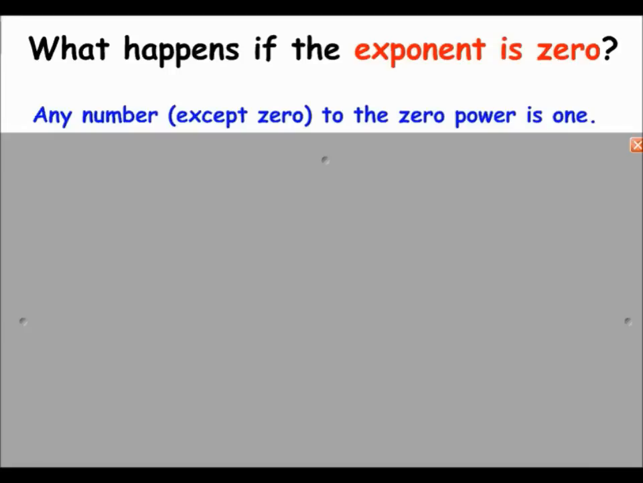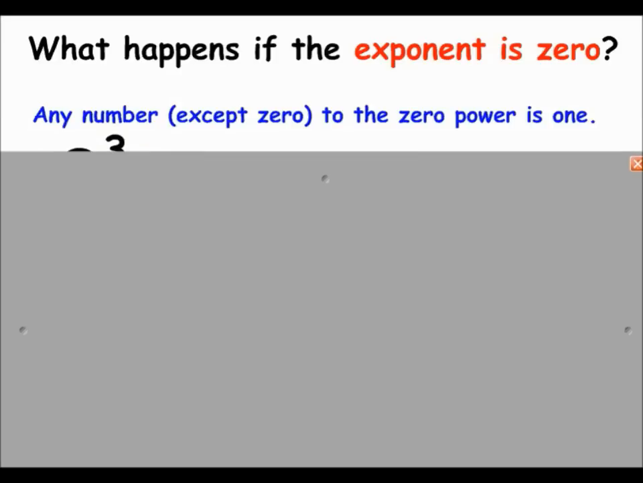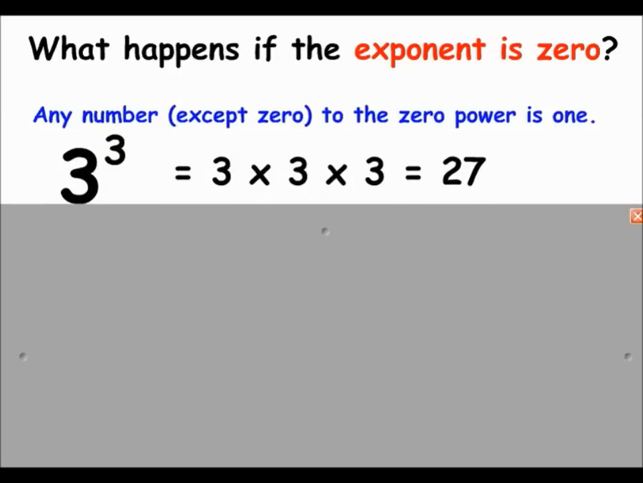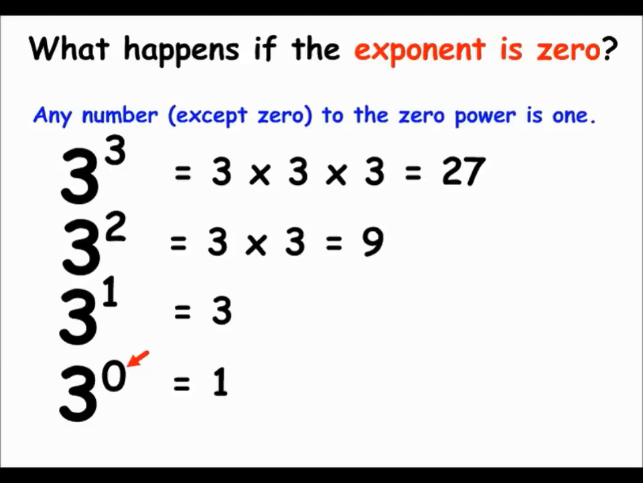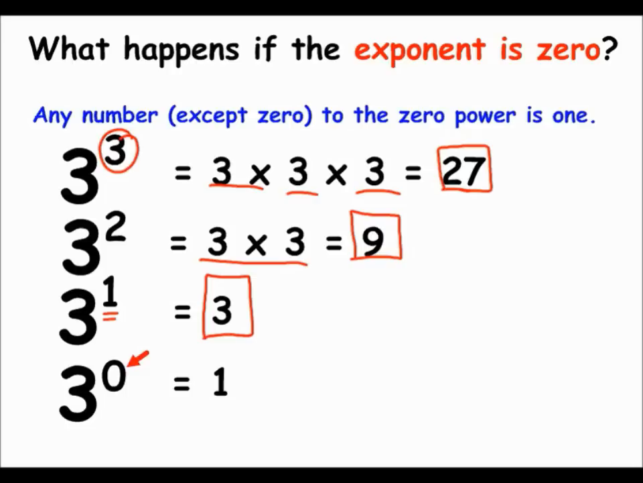Now what happens if the exponent is 0? Any number to the 0 power is 1. And this is a little bizarre, and I'm going to show you. Let's just reveal the whole thing. Here's why that is. 3 to the 3rd power means 3 times 3 times 3, which is 27. 3 to the 2nd power means 3 times 3, which is 9. 3 to the 1st power, anything to the 1st power, is that number.